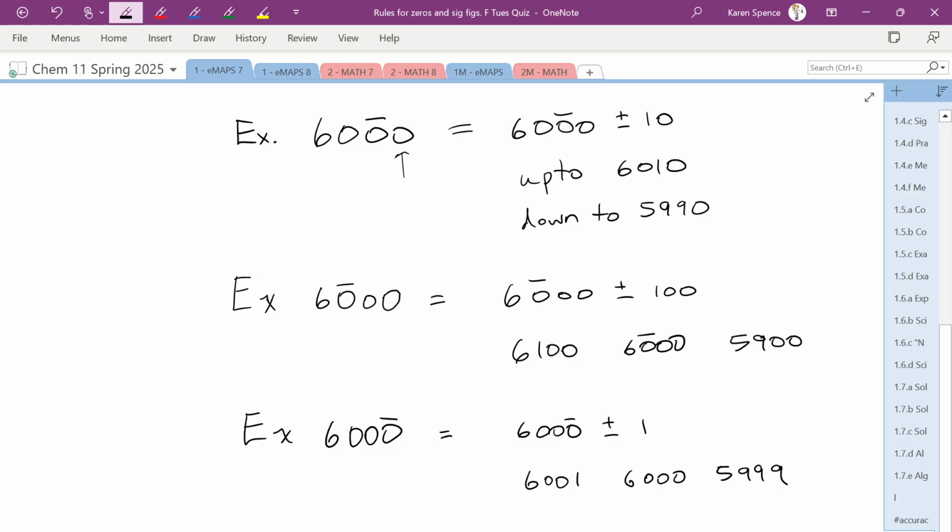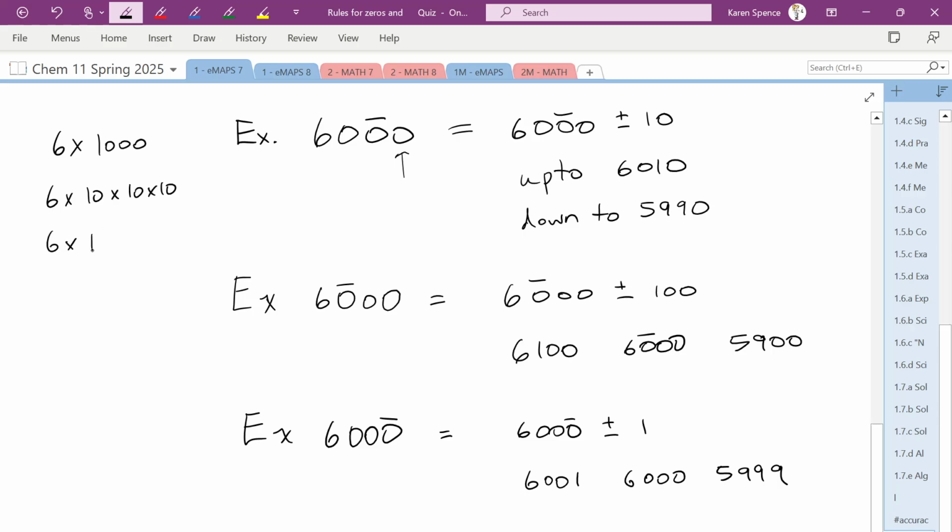And if you really dislike the overbar, you can always say, you know what, I'm just going to write this in scientific notation. So in scientific notation, all of these are 6 times 1,000. And that is 6 times 10 times 10 times 10, which means 6 times 10 to the 3.